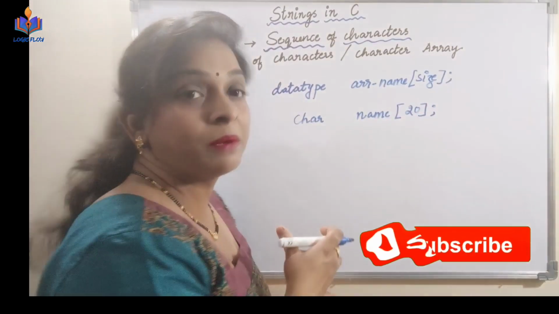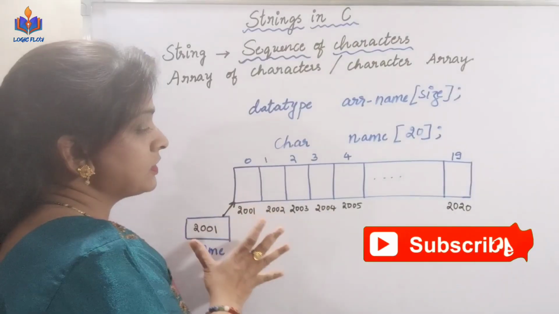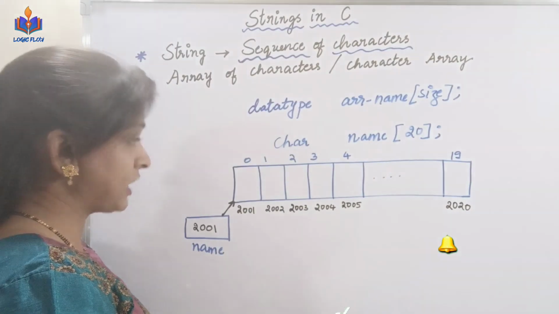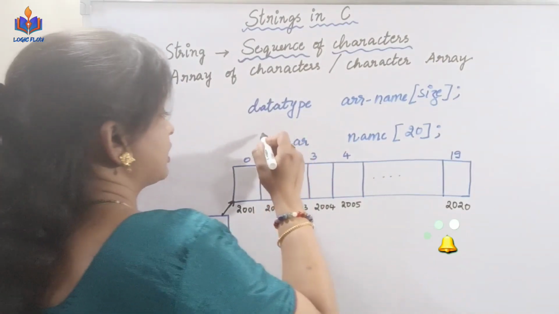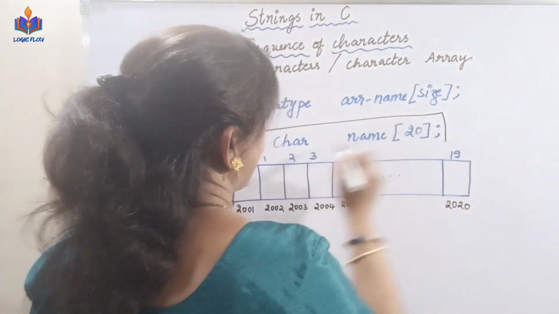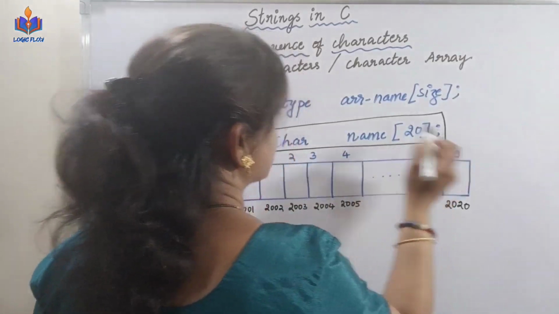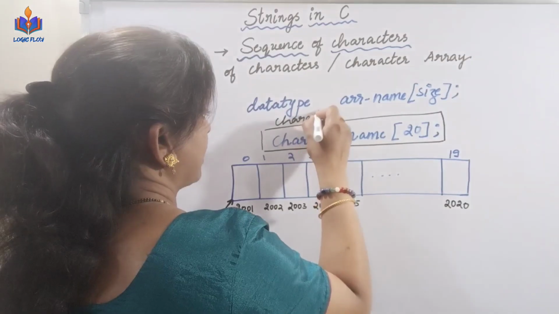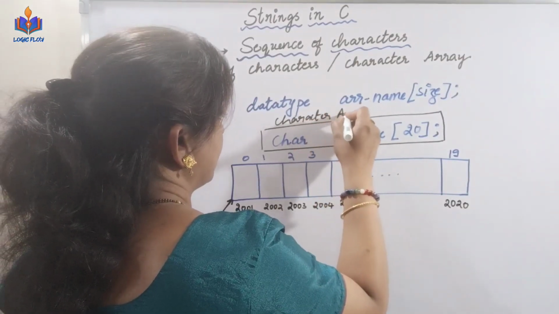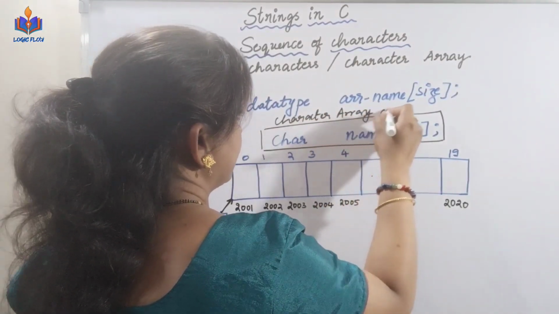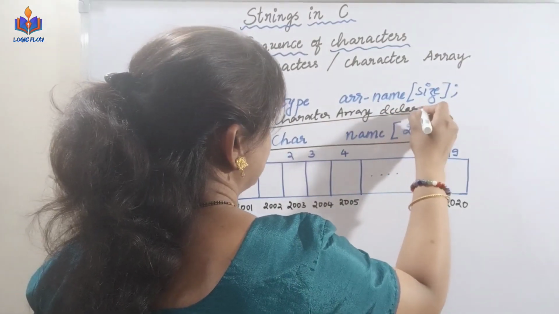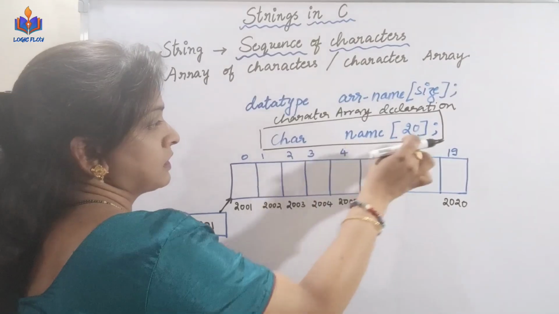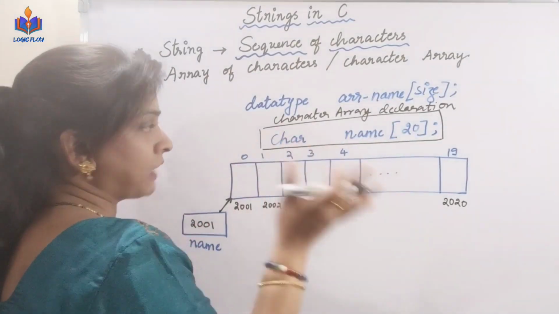So how will the memory be allocated? Let's see that now. Here is the memory allocation for this array declaration. This is the character array declaration. So this is how we declare a character array: data type character, array name, and size.